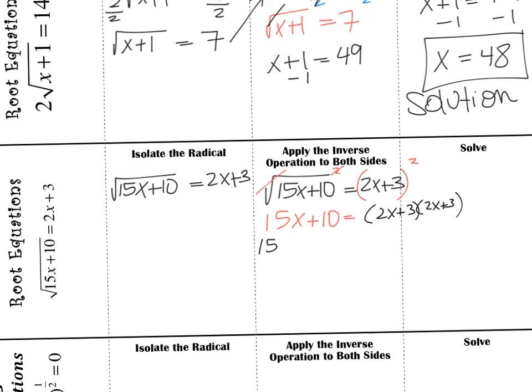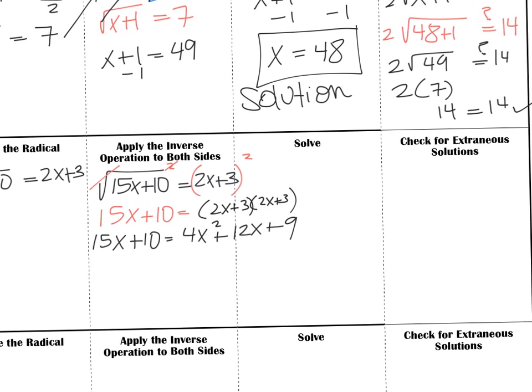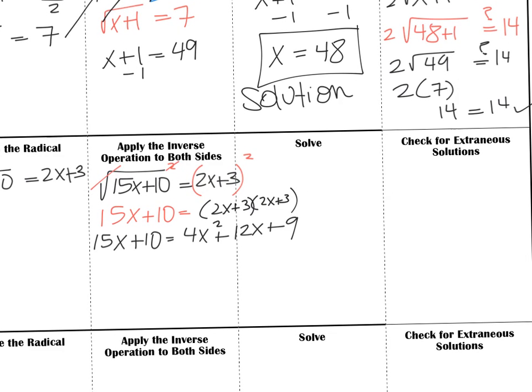So on the left side, I have 15x plus 10. 2x plus 3 to the power 2 is 2x plus 3 written twice. FOIL that, you will get 4x to the power 2 plus 12x plus 9. Now I should have done a better job including all of that in one column. Oh well. Now to solve, let's move on to our third column.